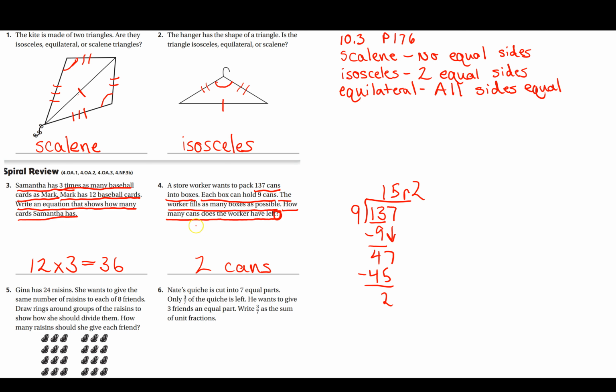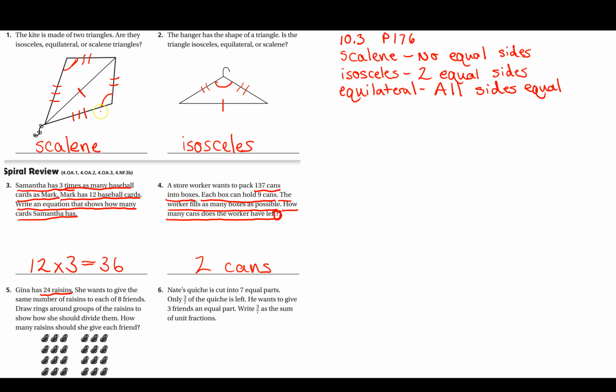And this problem wants to know how many cans the worker has left. The leftover amount would be the remainder. All right, so a few different strategies depending on how well you understand the word problem and the math. But again, you can always draw out those boxes. There's 9 cans in that box, 9 cans in that box, until you get as close to 137 cans as you can.